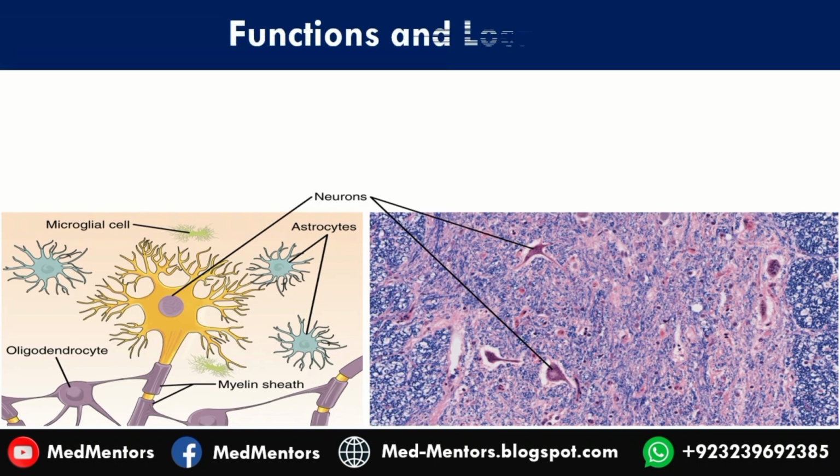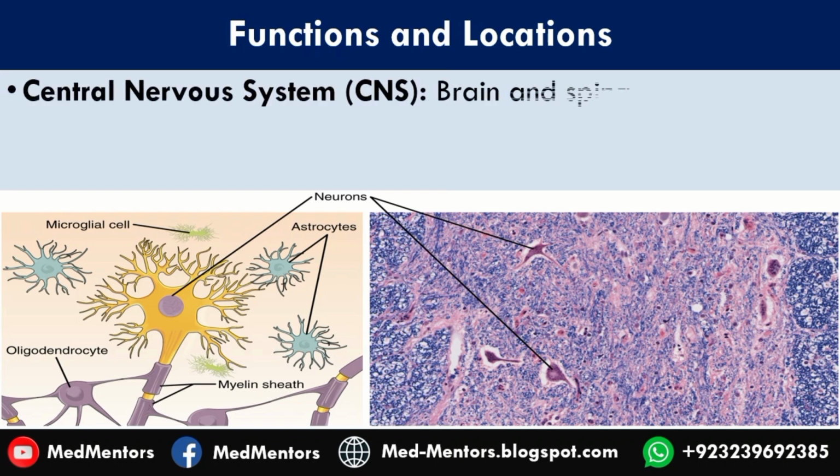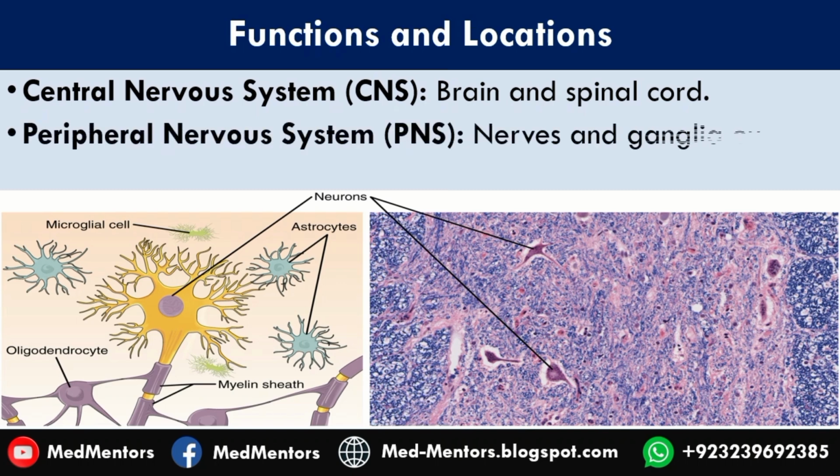Functions and locations of nervous tissue. Central nervous system or CNS. The central nervous system consists of the brain and spinal cord. Peripheral nervous system or PNS. The PNS includes nerves and ganglia located outside the CNS.